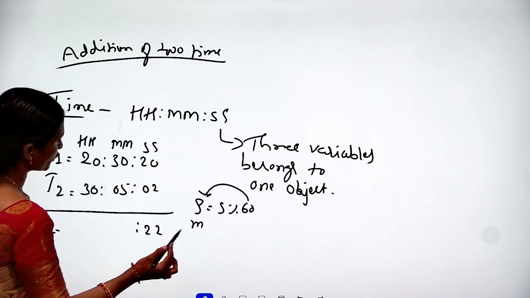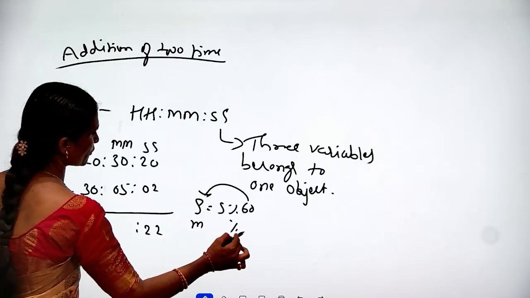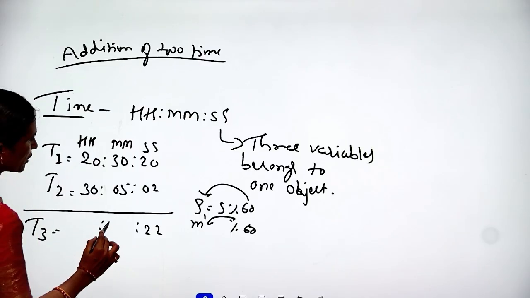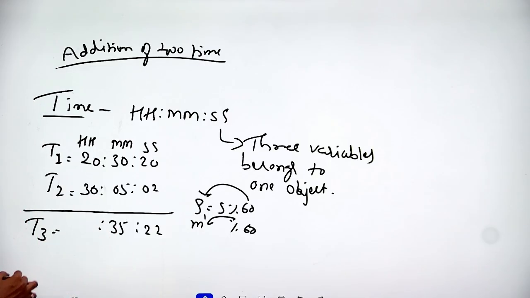So it will be 22 seconds. Minutes are the same: mod by 60, so it will become 1 minute, otherwise it will convert into the hour. So here it is 35 minutes.